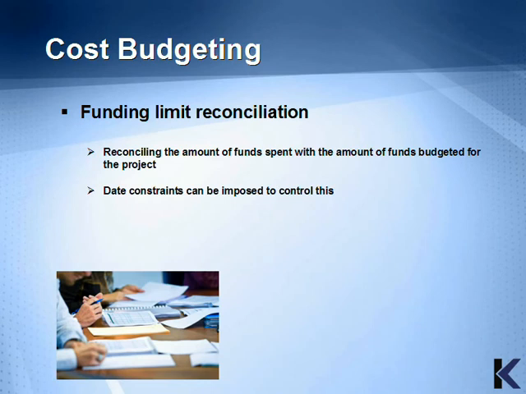We've already discussed parametric estimating and reserve analysis, so let's move on to funding limit reconciliation. This is where you reconcile the amount of funds spent with the amount of funds budgeted for the project. Date constraints can be imposed to control this process.